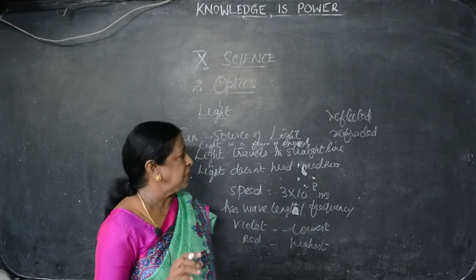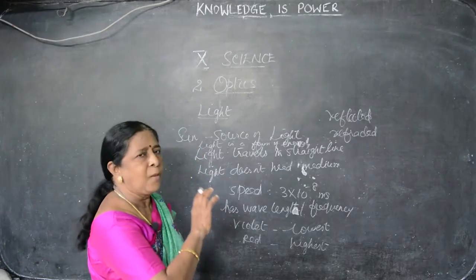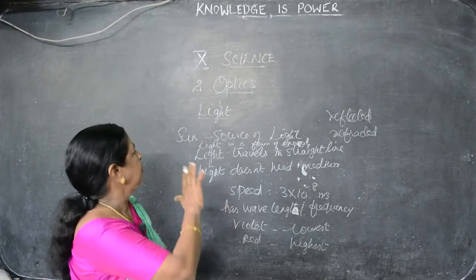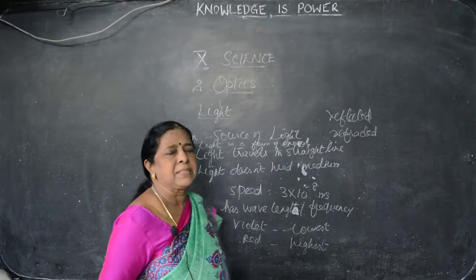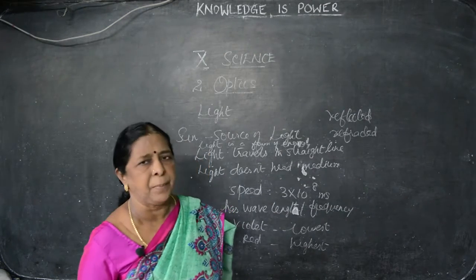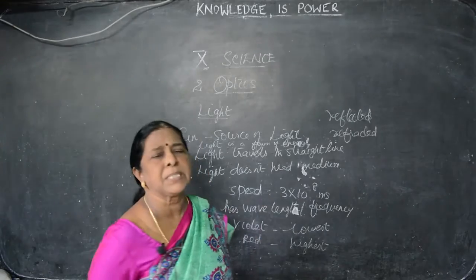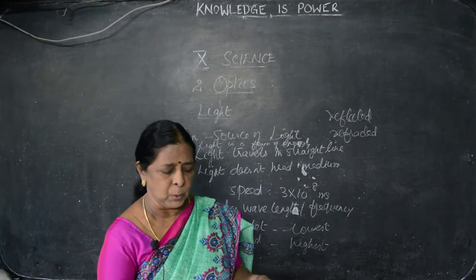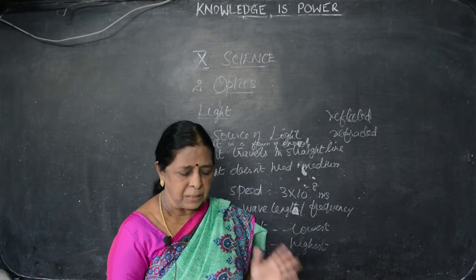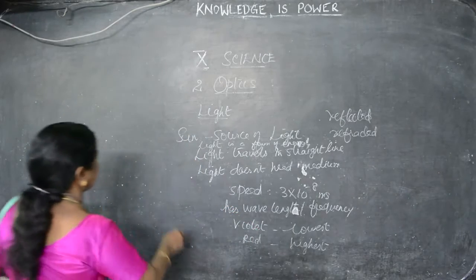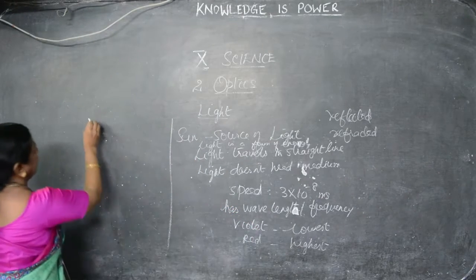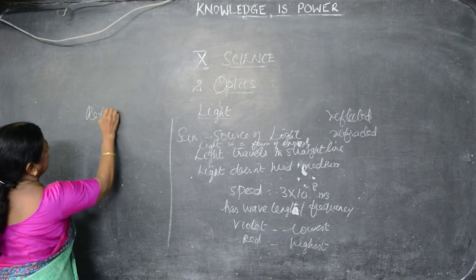Clear? The first thing we have seen: what is light? Light is a form of energy. Which is the main source of light? Sun. What are the properties of light? The properties of light, 5 marks. So, from the points we have discussed, you can write. Clear? We will go to the next one. What is refraction? What is reflection? We have to see what is refraction and reflection. So, light can refract and reflect.